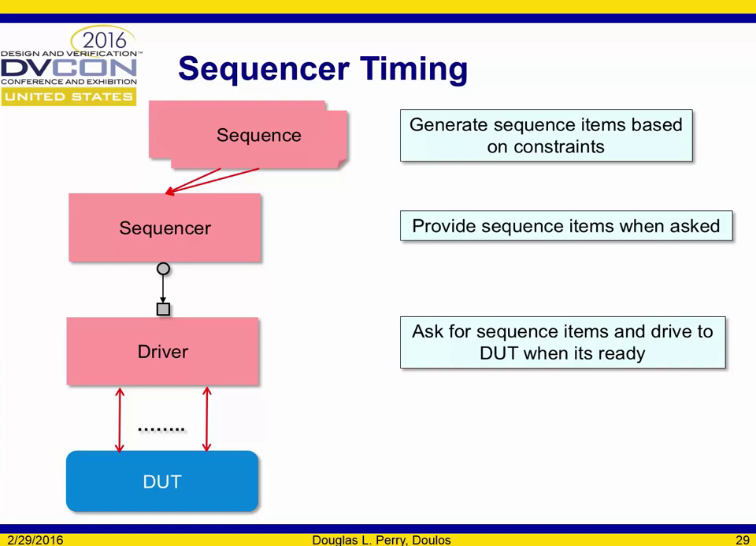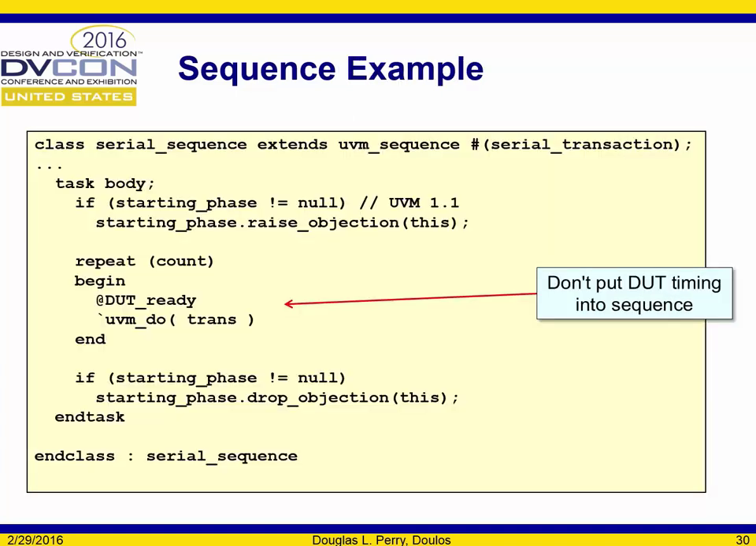And the way that the sequence talks to the sequencer basically generates a new item, right? So effectively, the driver says, hey, I need a new transaction item. The DUT's ready for me to send some more stimulus. I need a new item. The sequencer, okay, great, going to go generate some new sequence item when asked. And of course, the sequence itself is going to generate that based on, of course, the constraints that are used to do that.